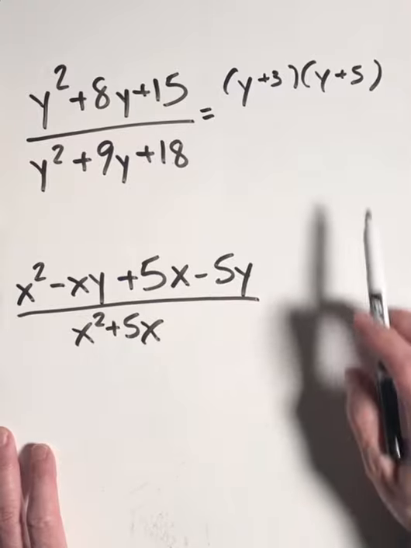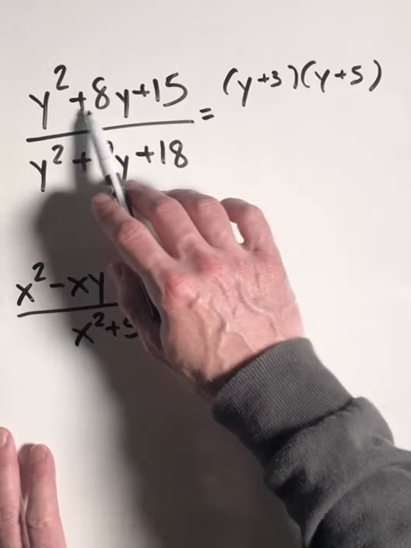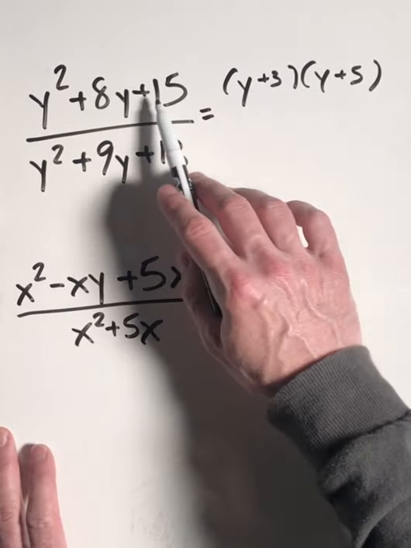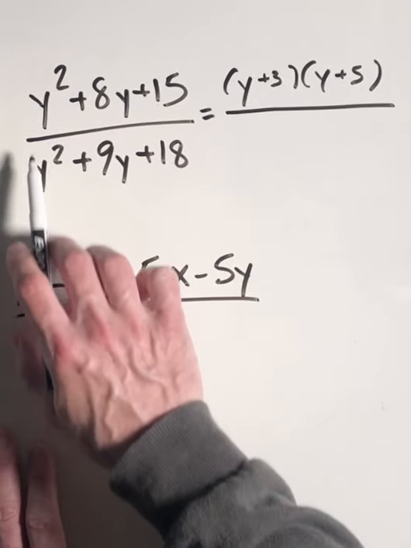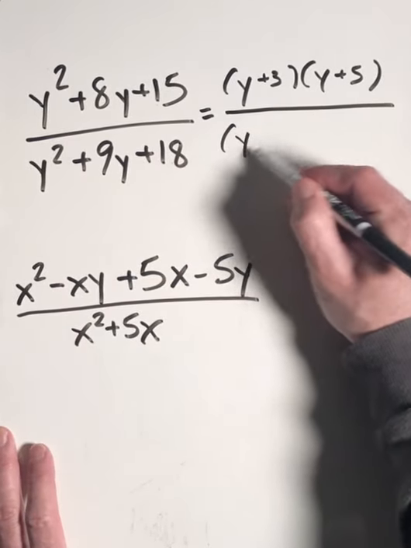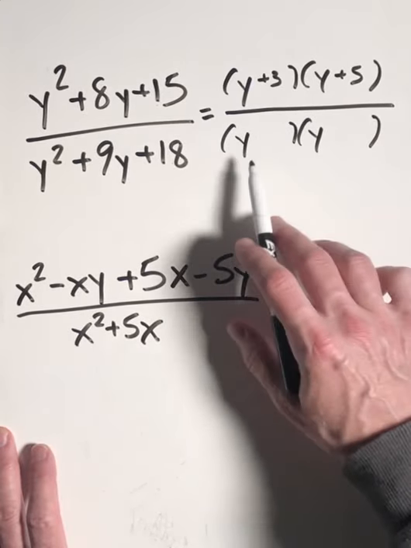If you wanted to check this by foiling, you'd have y squared plus 5y plus 3y, that's plus 8y, plus 3 times 5, or plus 15. Then we would do the same thing here. Since I have a coefficient of 1, I'm really looking for two factors, including y, as binomials that are going to be structured like this.